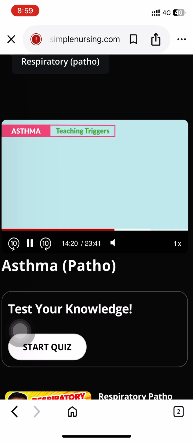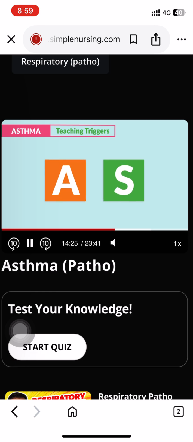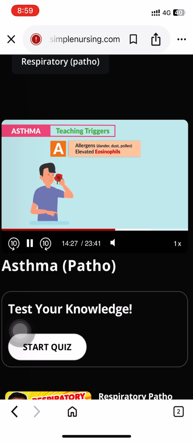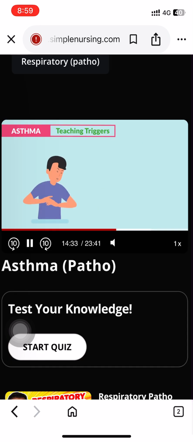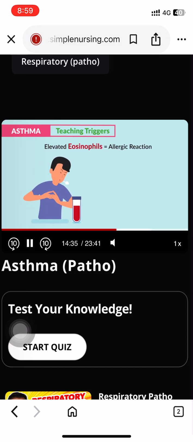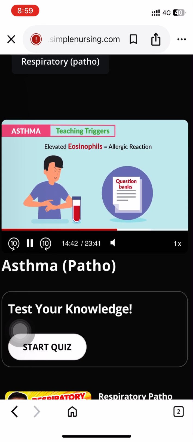Okay, now as far as teaching triggers, just think of the A's and the S's for asthma. A for allergens like dander, dust, and pollen, as well as elevated eosinophils, which is a blood test that indicates an asthma attack was triggered by an allergic reaction. So write that down. This one came up a few times on various question banks.